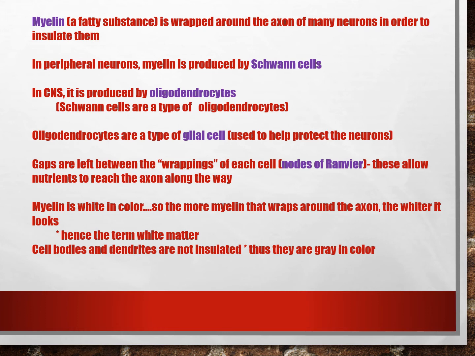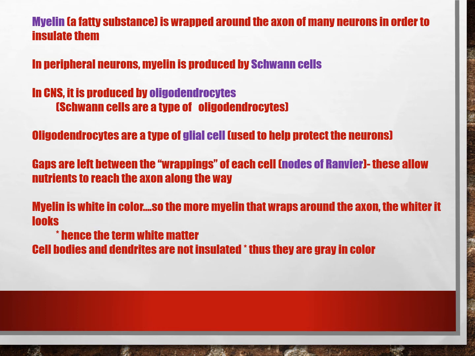And these are examples of what we call glial cells. And like I mentioned, we have gaps, and these gaps are called the nodes of Ranvier. And these allow nutrients to reach the axon along the way. Now, you've all heard of white matter and gray matter, probably when people talk about the brain.